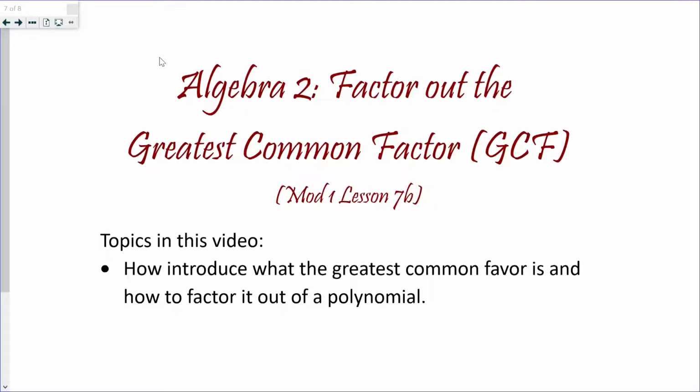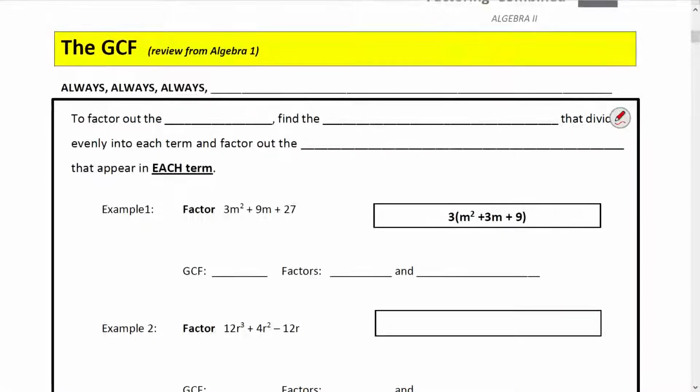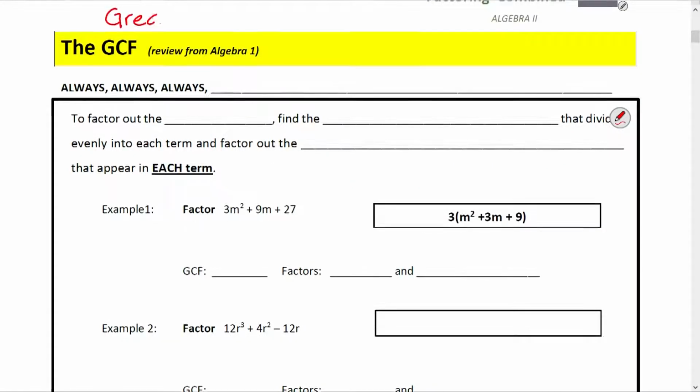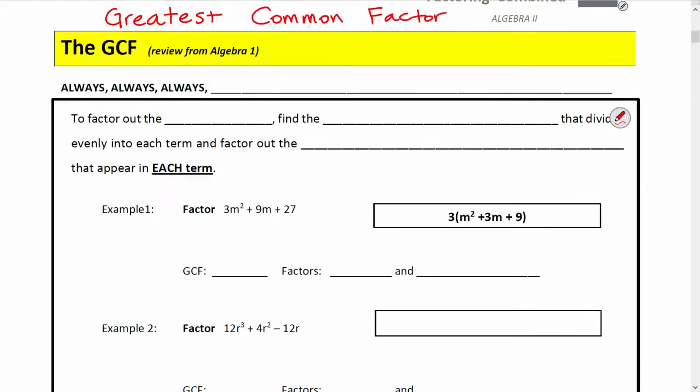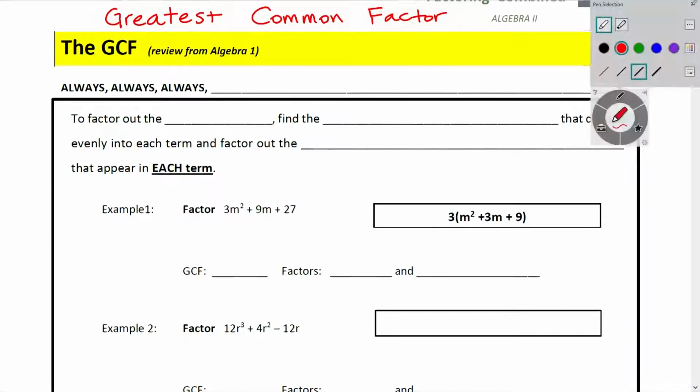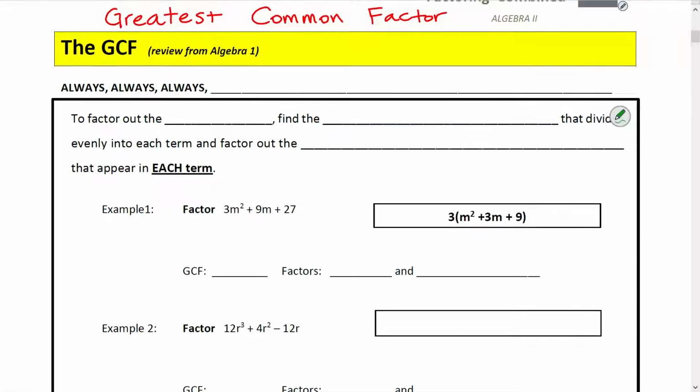This video is about how to factor out the greatest common factor, or the GCF. Let's get started. The GCF is the greatest common factor, meaning that it's the biggest thing that can divide all of the terms. You will always, for all factoring, start with the GCF.